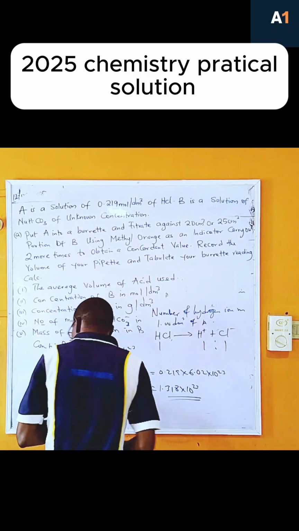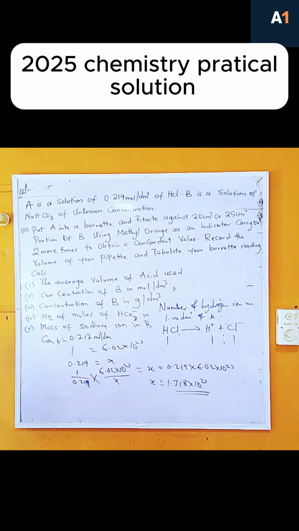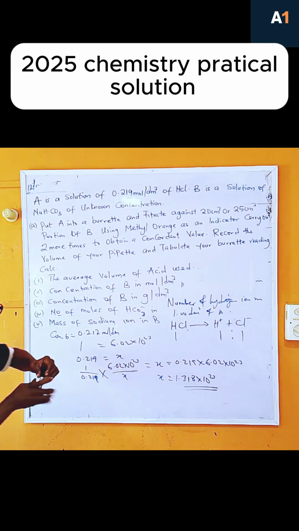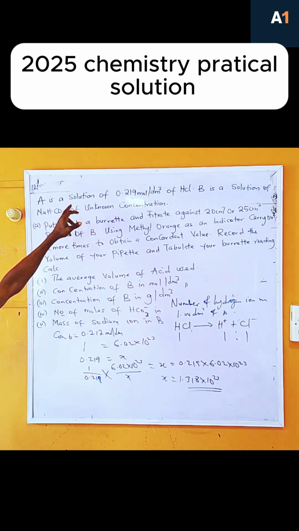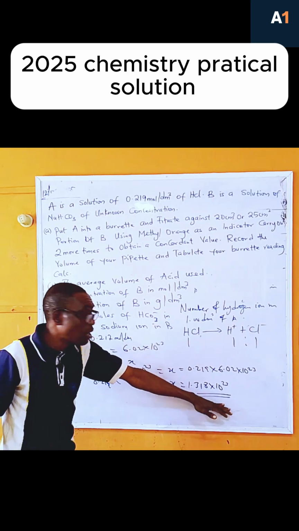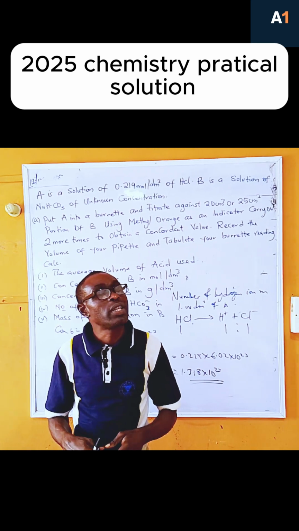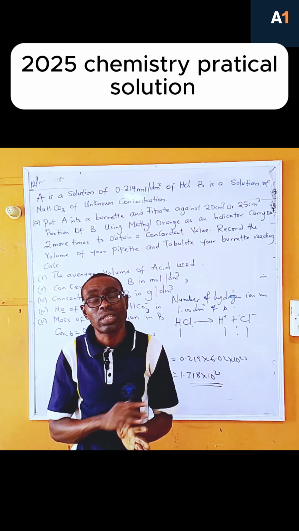So that is the number of hydrogen ions in one decimeter cube of A. That is the number of hydrogen ions here. So this is the final answer for this question. So I wish you the best of luck. They cannot ask more than what I just asked.